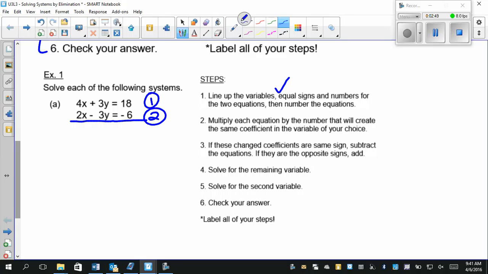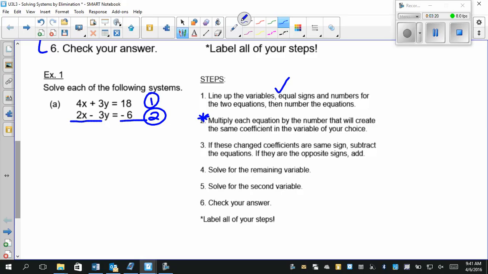And then for step 2 here, it says multiply each equation by the number that will create the same coefficient in the variable of your choice. So we want to create the same number in front of the x's or the same number in front of the y's. In this first example, we've got the same number in front of the y's. There's a 3 in front of each y. So we don't need to worry about this step here. We can jump to step 3.